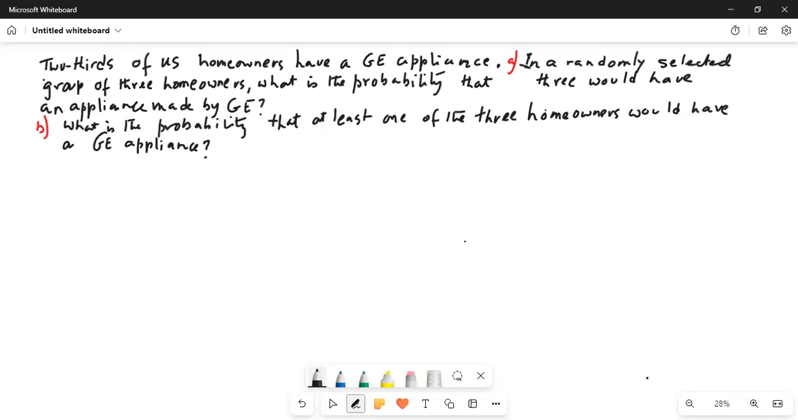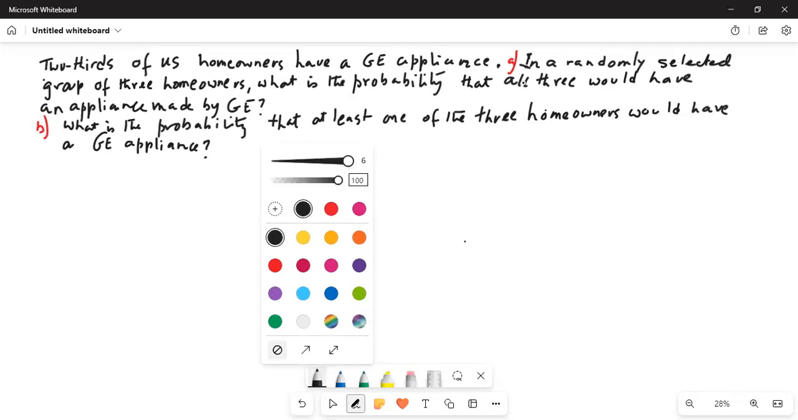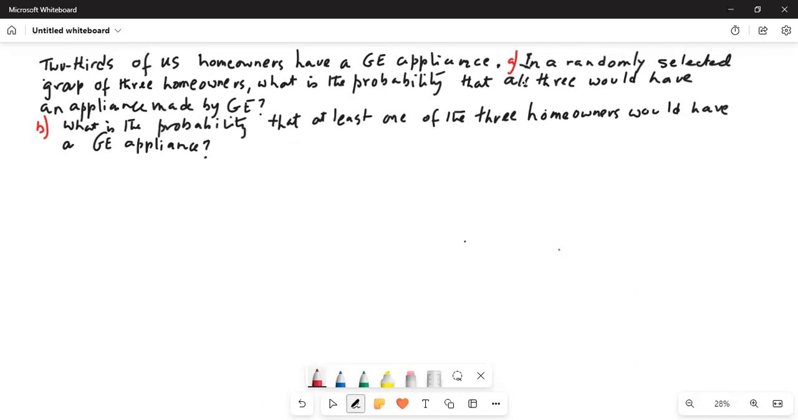It says 2/3 of US homeowners have a GE appliance. Part A: in a randomly selected group of 3 homeowners, what is the probability that all three would have an appliance made by GE? Okay. So, solution.